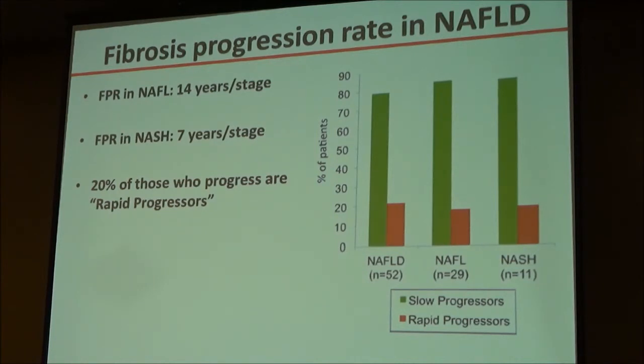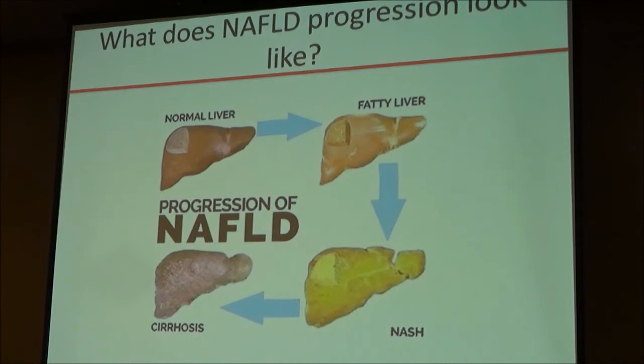And then we have a subset of patients that we really don't know why, but about 20% that can be these rapid progressors, and that can progress much quicker than we would anticipate. So what does NAFLD progression look like? You can see the normal liver, and then you'll get fatty infiltration in the liver. That may progress to steatohepatitis, which is inflammation in the liver. And over time, as I mentioned, it can develop into cirrhosis, which is the end stage of scarring in the liver.